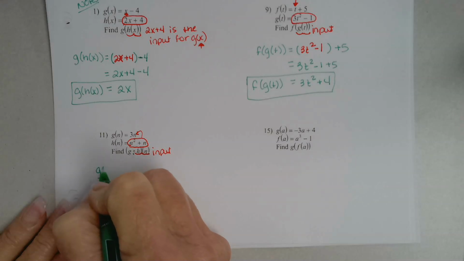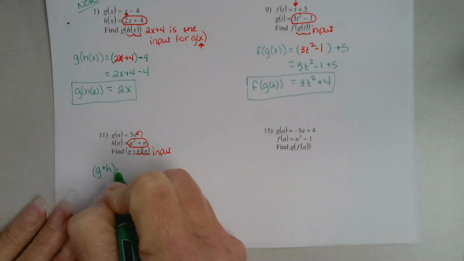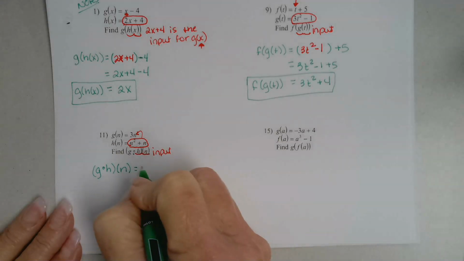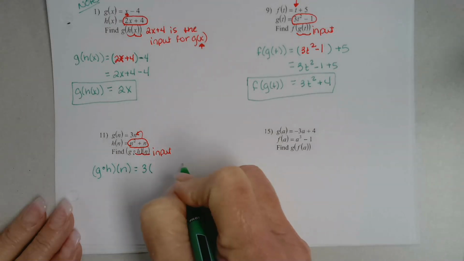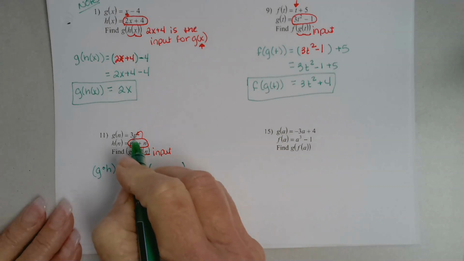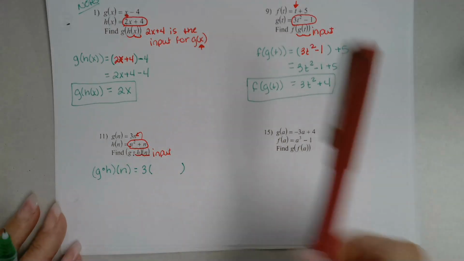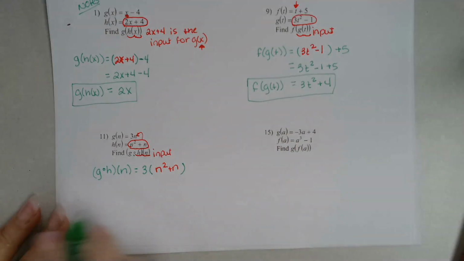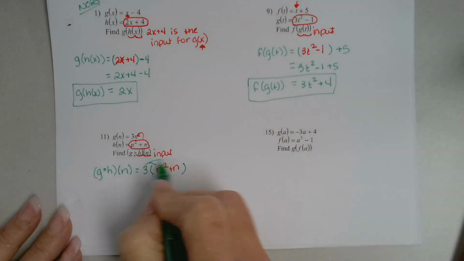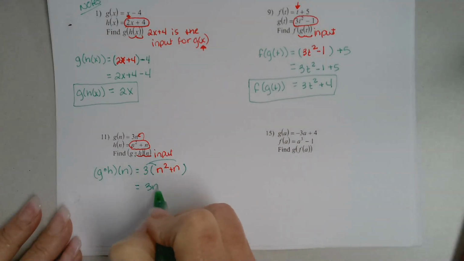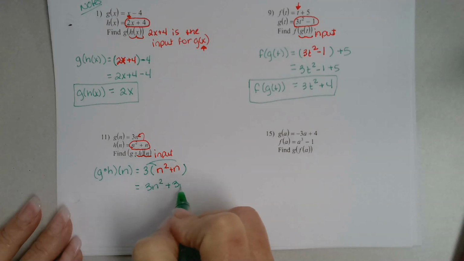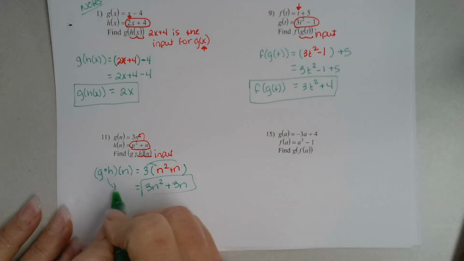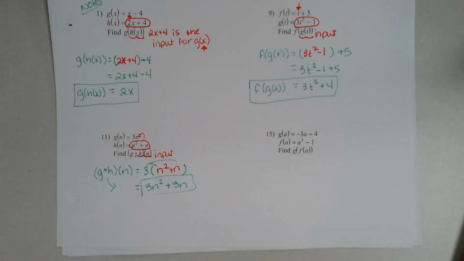So g composed with h of n equals 3 times, and instead of that n, we replace it with the n squared plus n. Now in this case, we do need to distribute the 3 to both terms, so we have 3n squared plus 3n. And this is your composition. I just don't feel like rewriting it down. We've got it though.